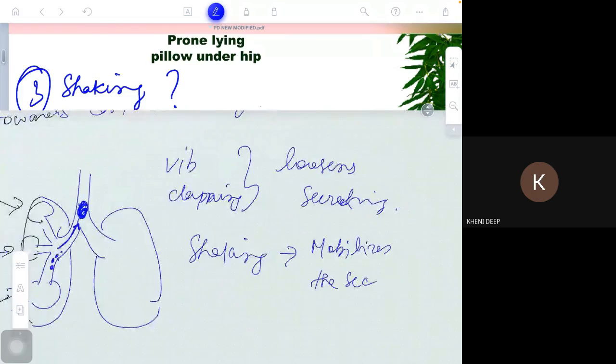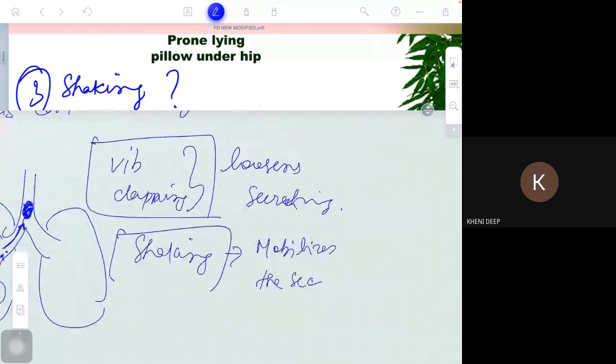Clear? So this is the use of the manipulator. That is vibration and clapping. It loosens. Suppose the secretions are adhering to the lung, then it loosens. But shaking mobilizes them towards the central airway.